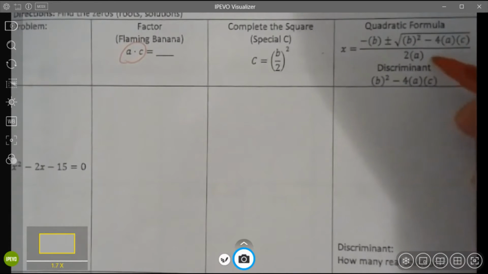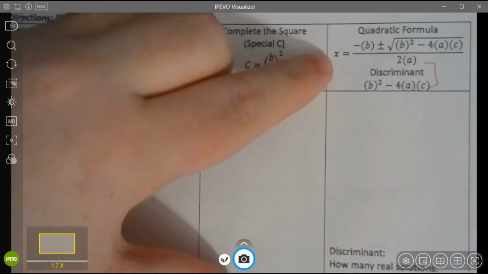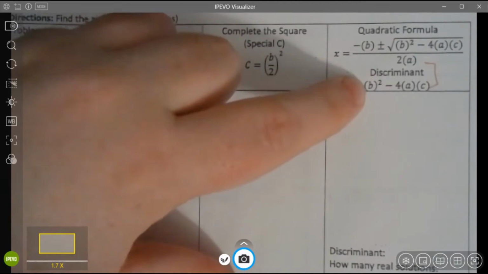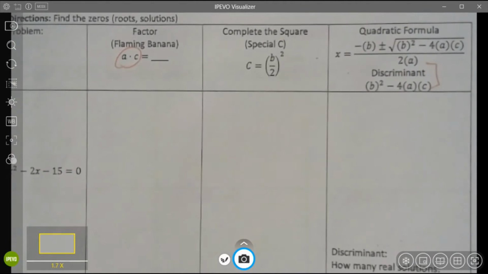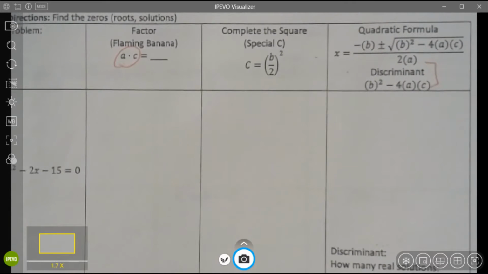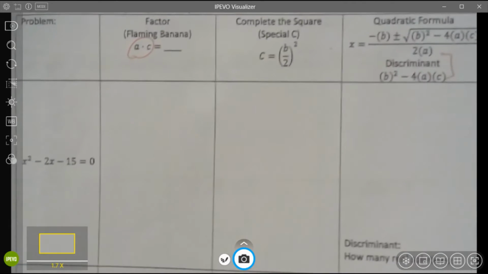So the quadratic formula is given to you here, and then if you want to find the discriminant, this is how you find the discriminant. It's just what's underneath the square root. So let's do an example. Let's just go ahead and do example 1.